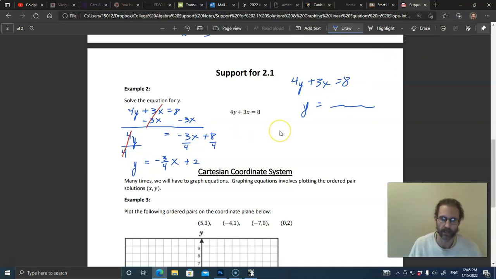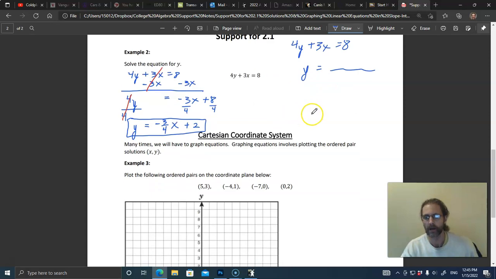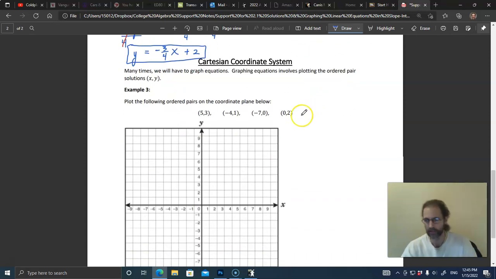Okay, so that's going to be our answer, and we solved it for y. Alright, so now let's gear up into graphing mode. This says the Cartesian coordinate system. So I spoke of this earlier.